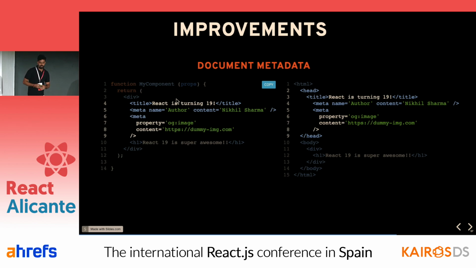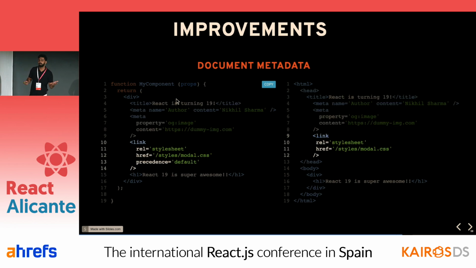Coming to document metadata, that is another improvement coming in React 19. Earlier, in case you wanted to insert some metadata onto your components, you would either have to use effect to add them to your page, or use an external library like React Helmet, right? But with this, React has become even smarter. Now, in case any of your components has metadata like title, meta tags, or even link tags, it's going to automatically hoist them up, add them into your head tag, and insert them accordingly. Similarly, things work with link components as well.